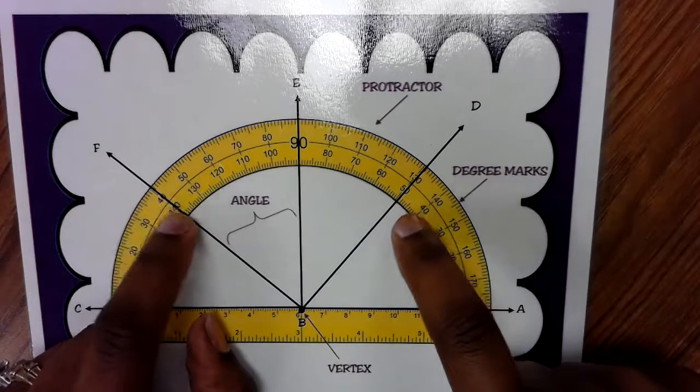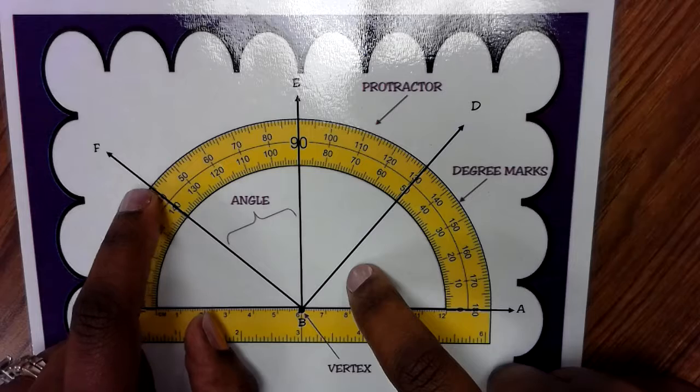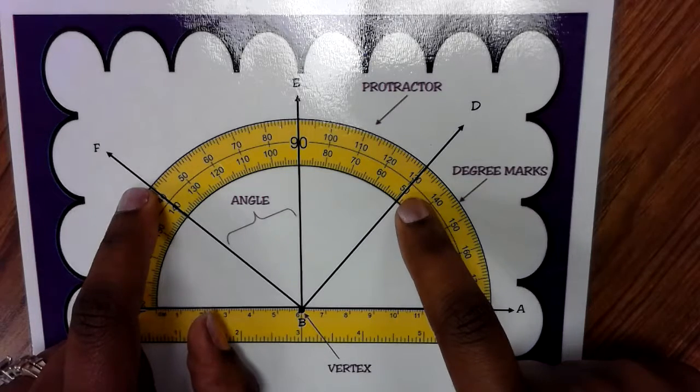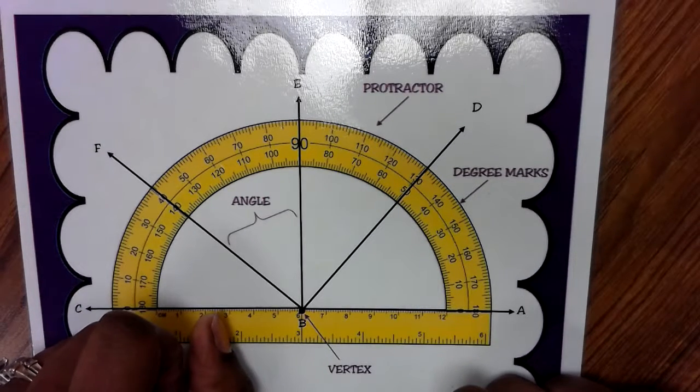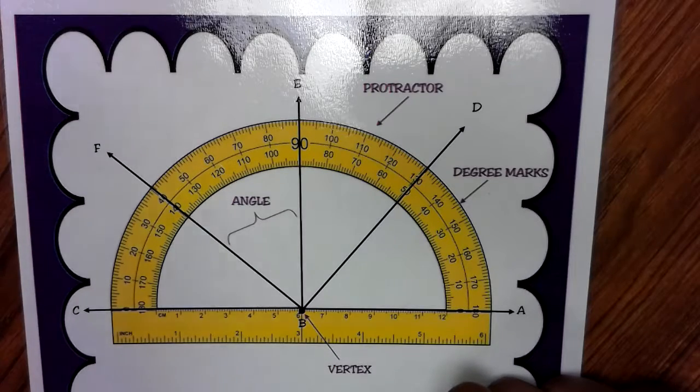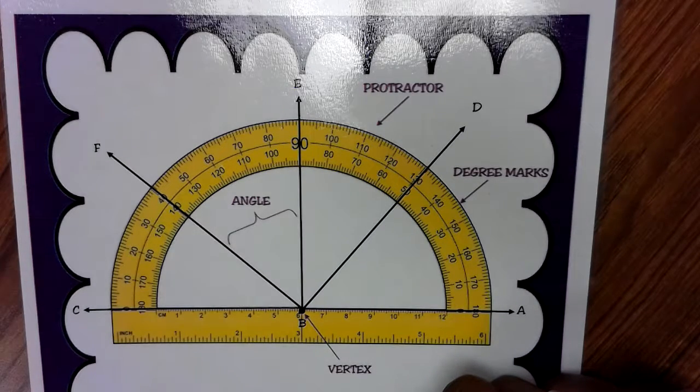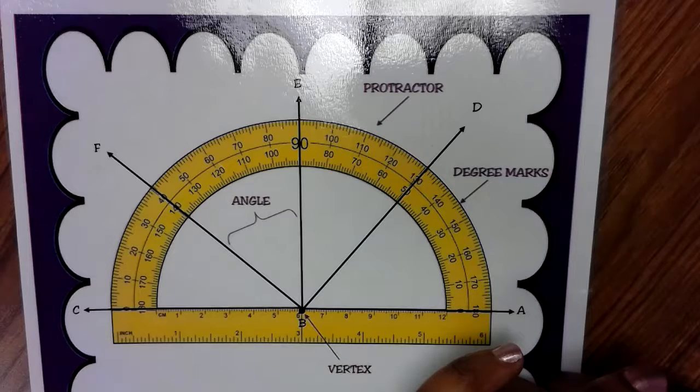So either scale works, it's just I can't use one number from the top scale and one number from the inside scale. That won't work. So make sure that if you pick the top scale, you use both numbers from the top scale, or if you choose to use the inner scale, that you use both numbers from the inner scale.